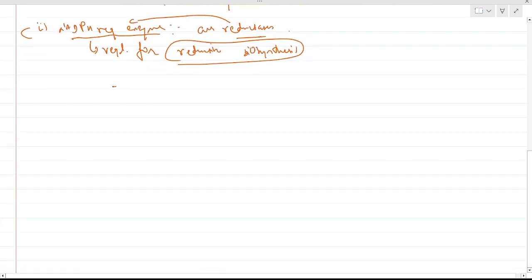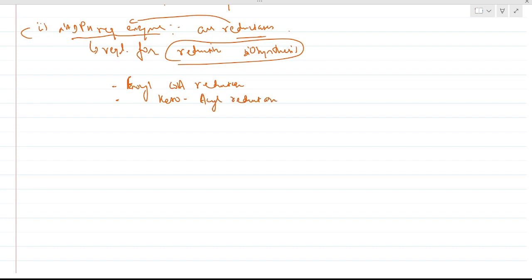Which are the enzymes we are going to see now? First example is enoyl coenzyme A reductase and ketoacyl reductase. These two are the enzymes of fatty acid synthesis.